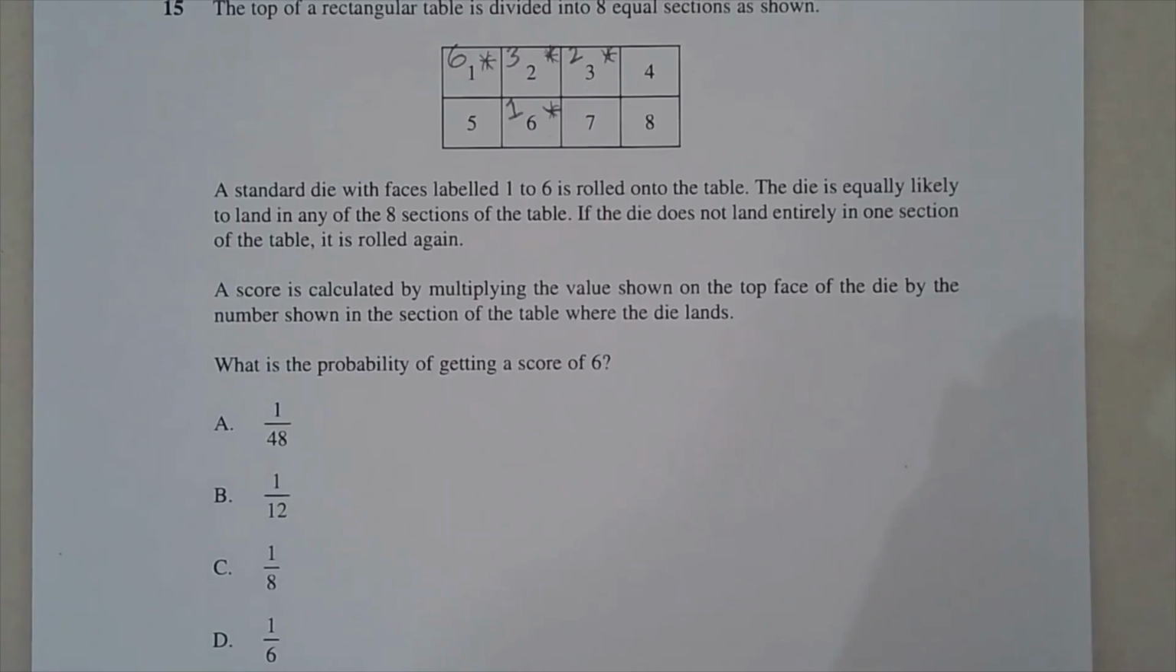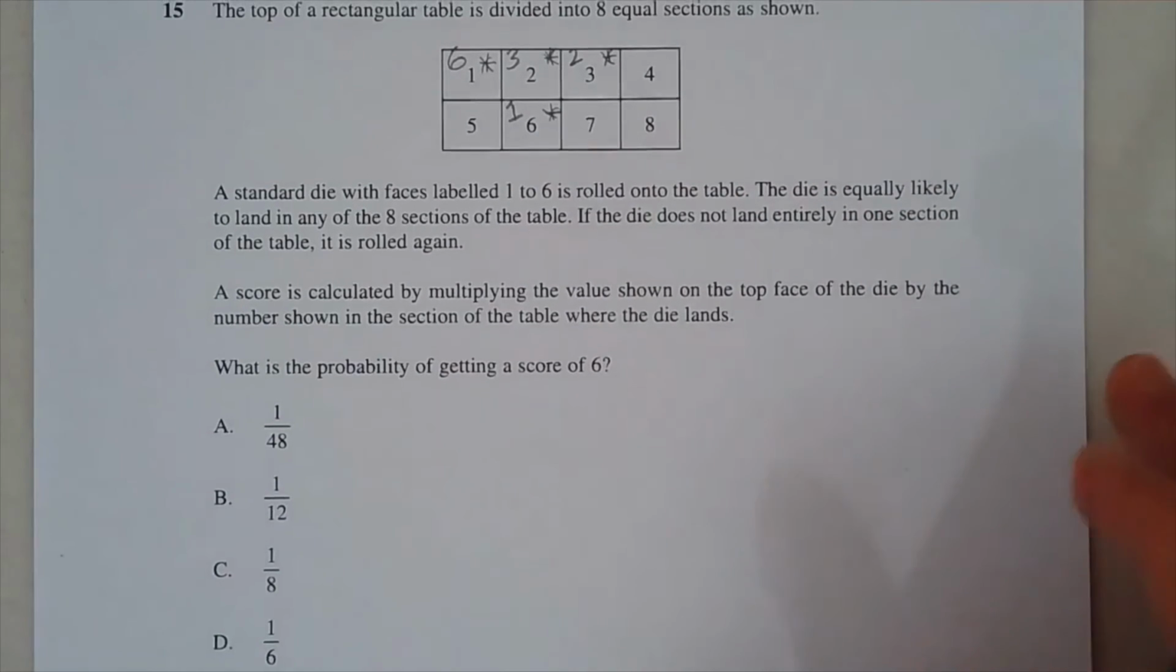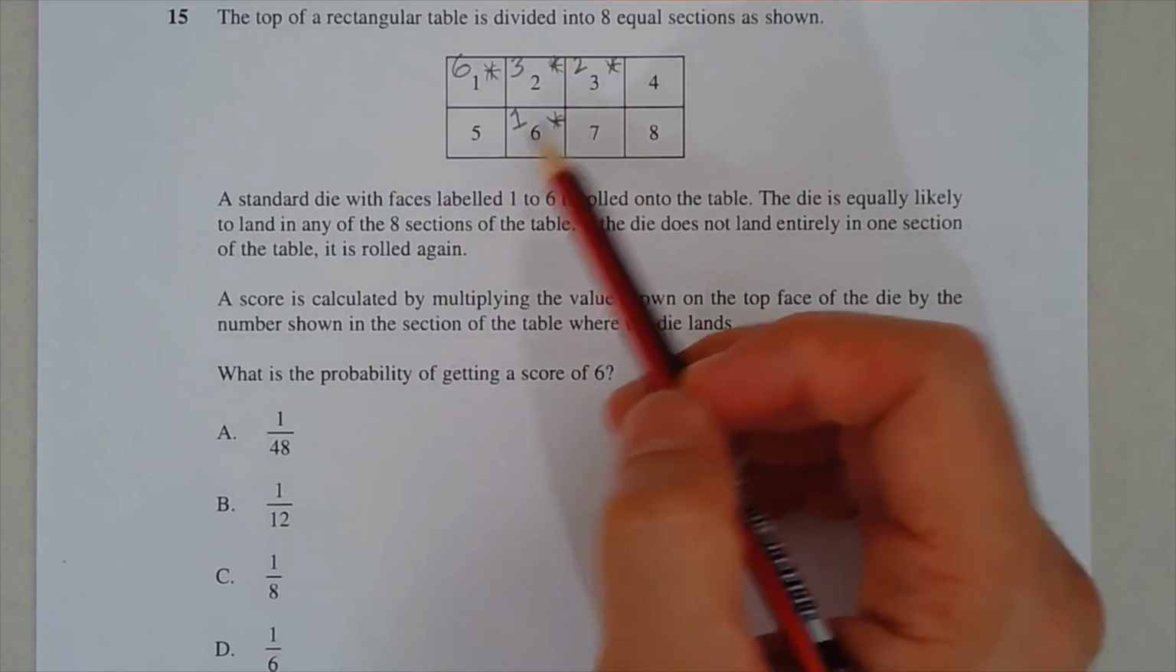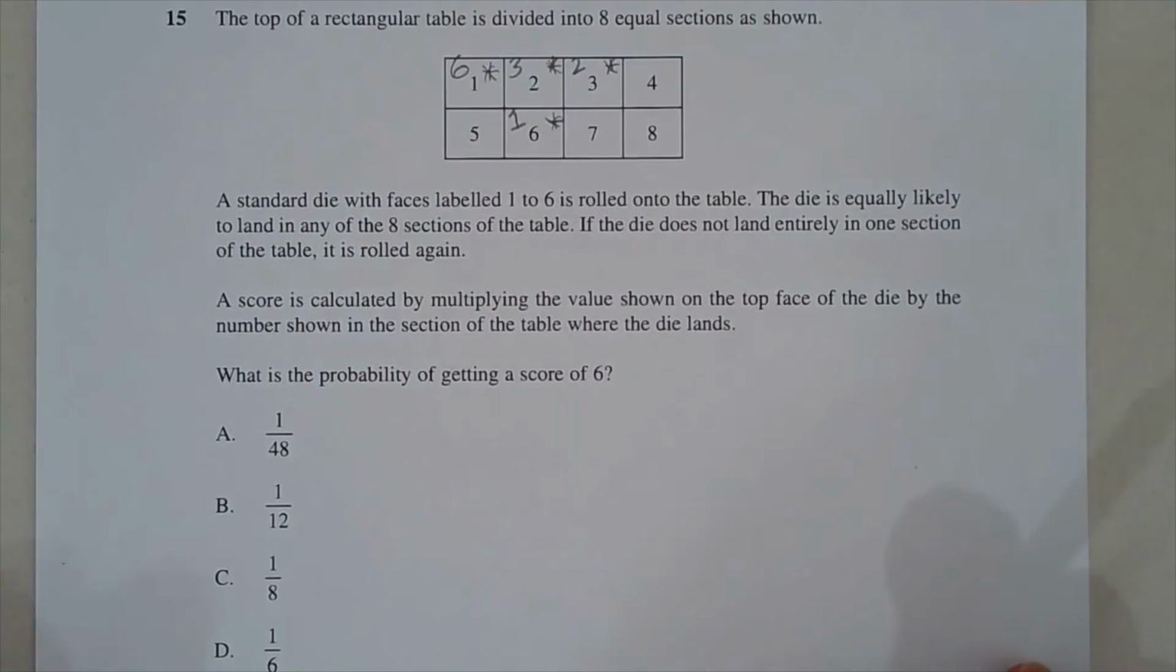So what's the probability in total? Now, the die is a fair die, so you have an equal chance of rolling a 1, 2, 3, 4, 5 or 6 on the die, and you've got an equal chance of also landing in one of these 8 squares.